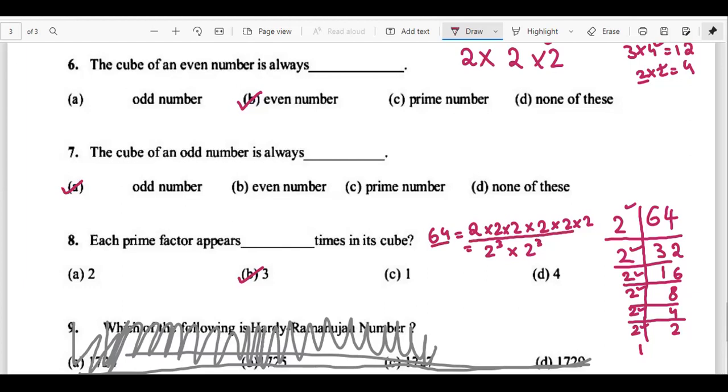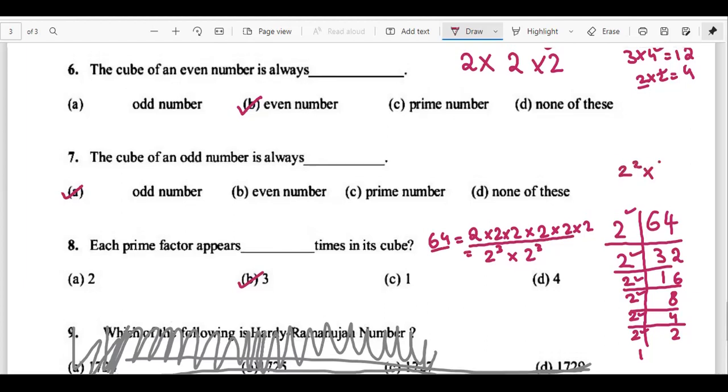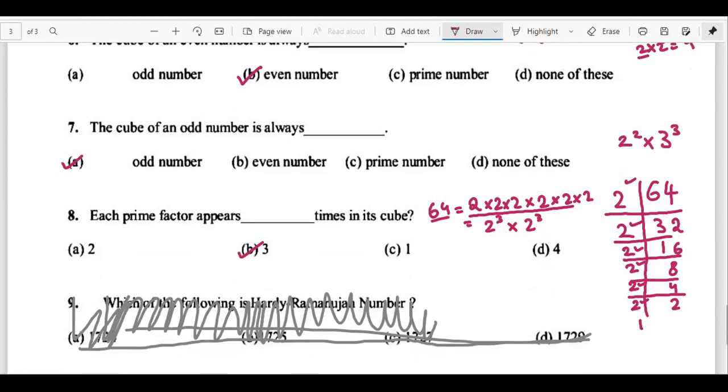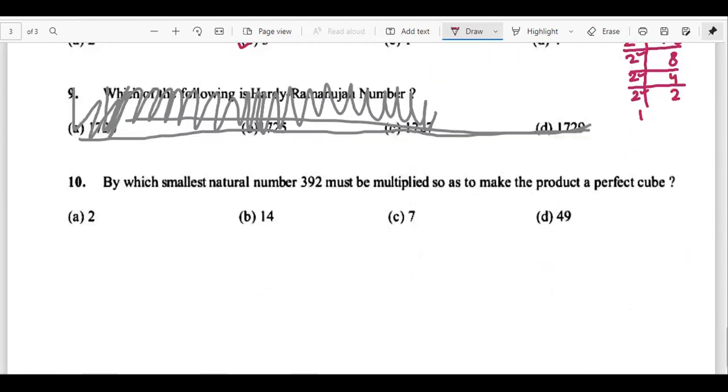And we have discussed some examples previously in which we were getting this form, let's say 2 square into 3 cube and so on. This statement basically means that if 5 is also there, then just as 2 appears 3 times, 5 will also appear 3 times. Exactly, excellent, very well done. Okay, let's talk about this last question then.